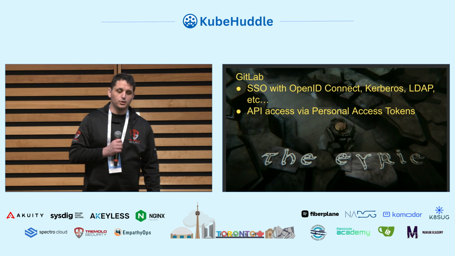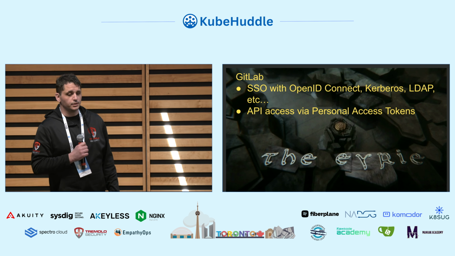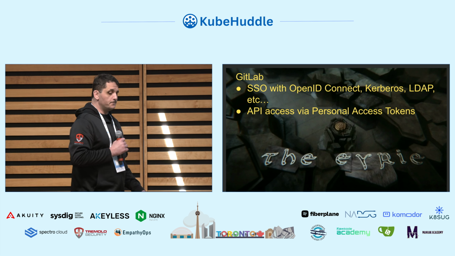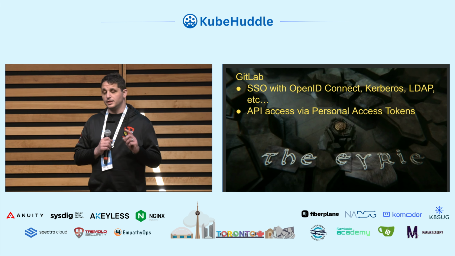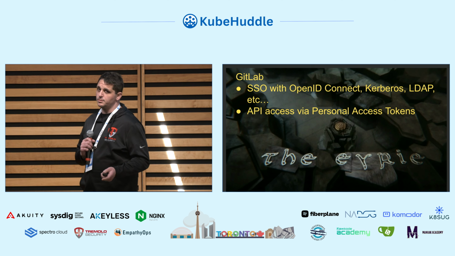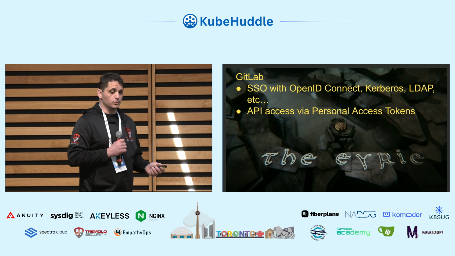GitLab. It supports SSO, Kerberos, LDAP, whatever you want to access it with. It's pretty flexible there. But for API access, it only supports personal access tokens. They do have an expiration now, which means you want to automate how you generate those tokens and how you rotate them.